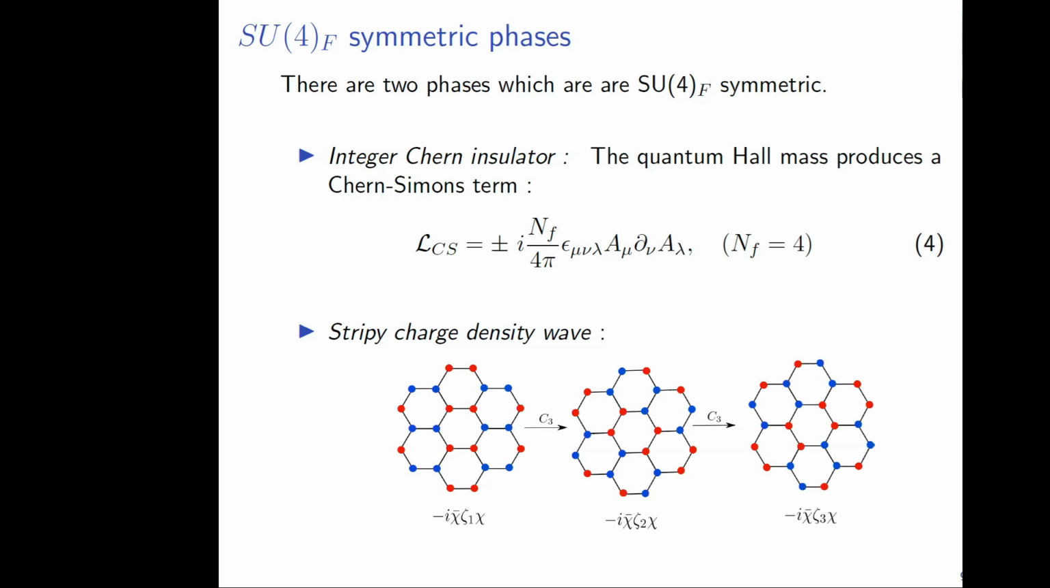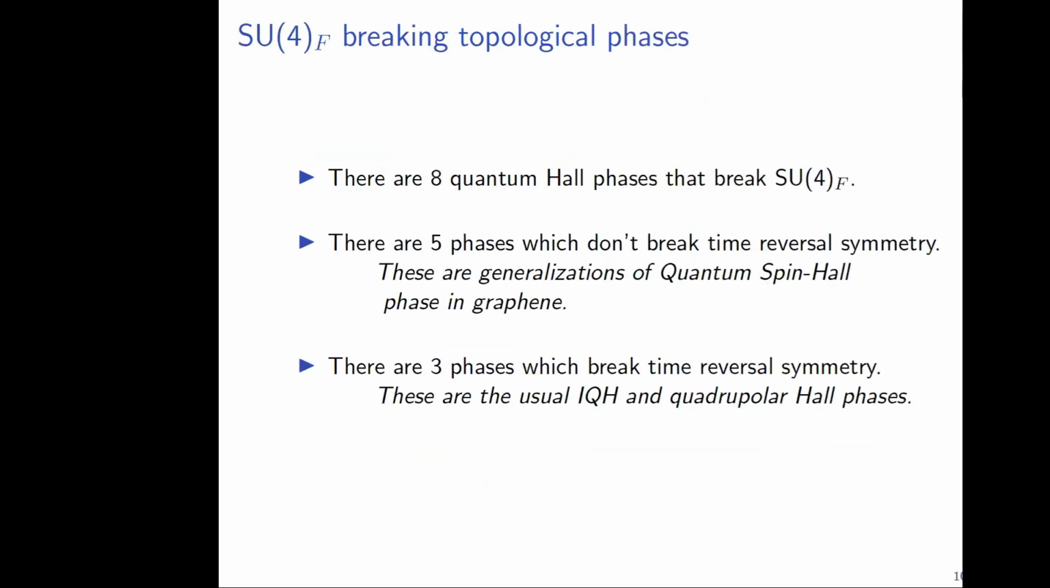And among the SU(4) breaking phases, there are five phases which break SU(4) and which don't break time reversal. These are generalizations of the quantum spin Hall phase in graphene, and these correspond to some spin octupole Hall phase. So basically in these phases, if you look at the boundary, you can have an octupolar current if you have a transverse electric field in the system.